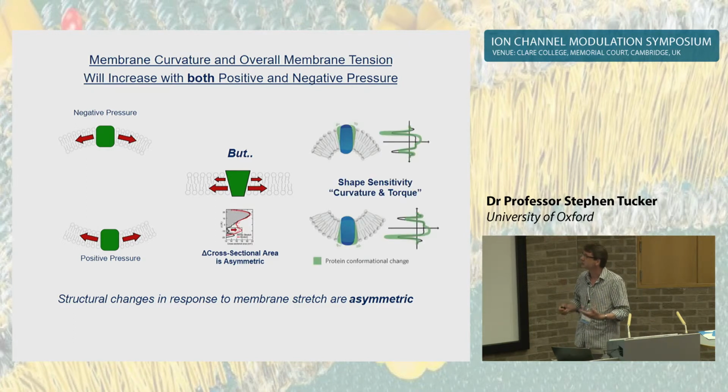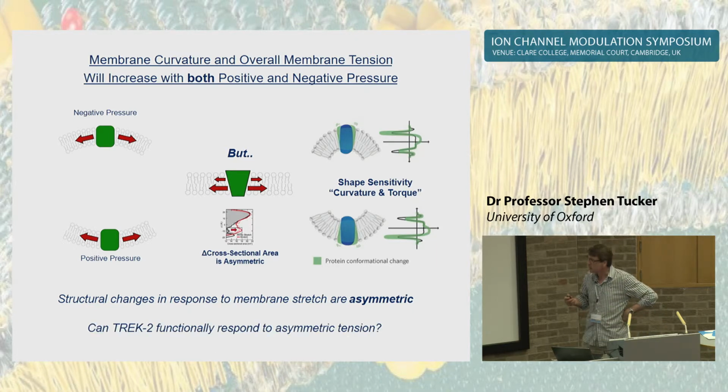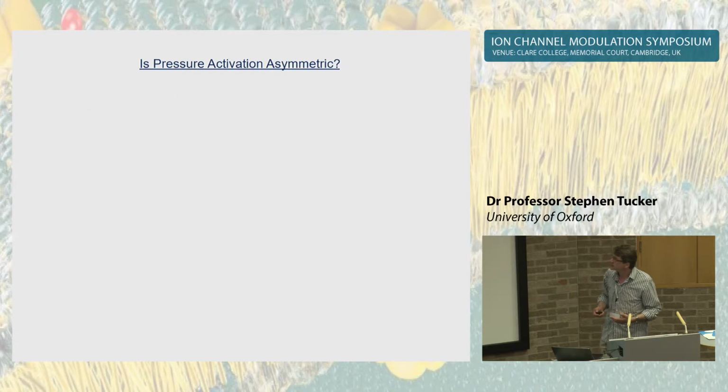So this introduces the concept of what's called shape sensitivity in membrane proteins, and the concept of local membrane curvature, and membrane torque. So if you have a protein that undergoes an asymmetrical change in its structure when you stretch, or between two different conformations, then it should respond differently to different changes in the pressure profile. So can we actually detect this functionally? We've shown we can do this structurally, but does the protein functionally respond to differences in asymmetric membrane tension?